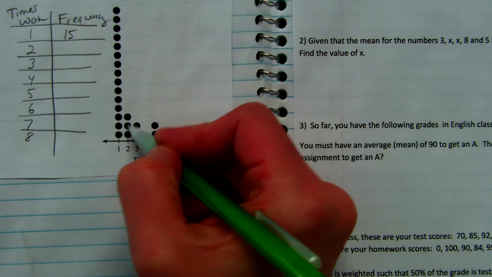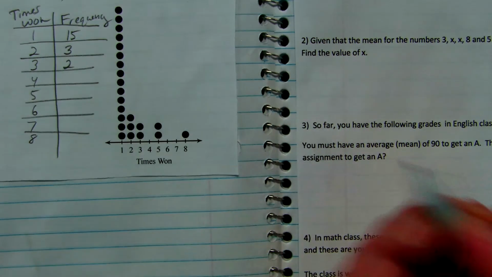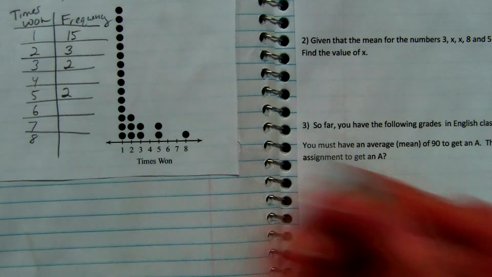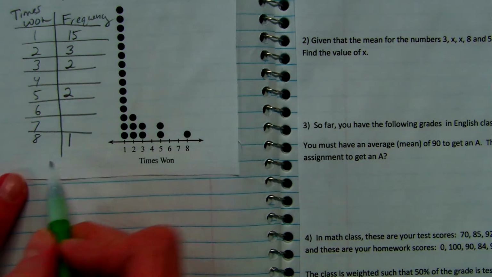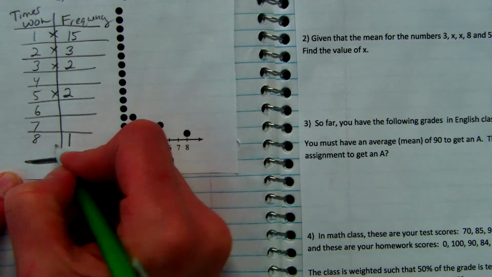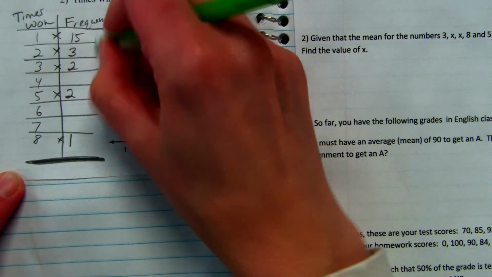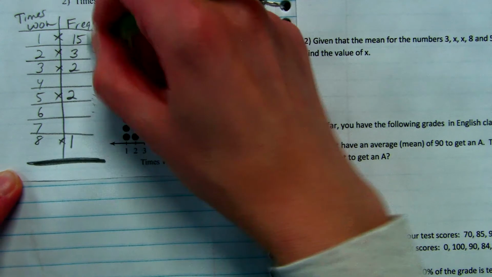So then there's 3 people that won twice, 2 people that won 3 times, 2 people that won 5 times, and only 1 person that won 8 times. So what we're going to do is multiply those and get our sum total. I'm going to put the edge of my table here.